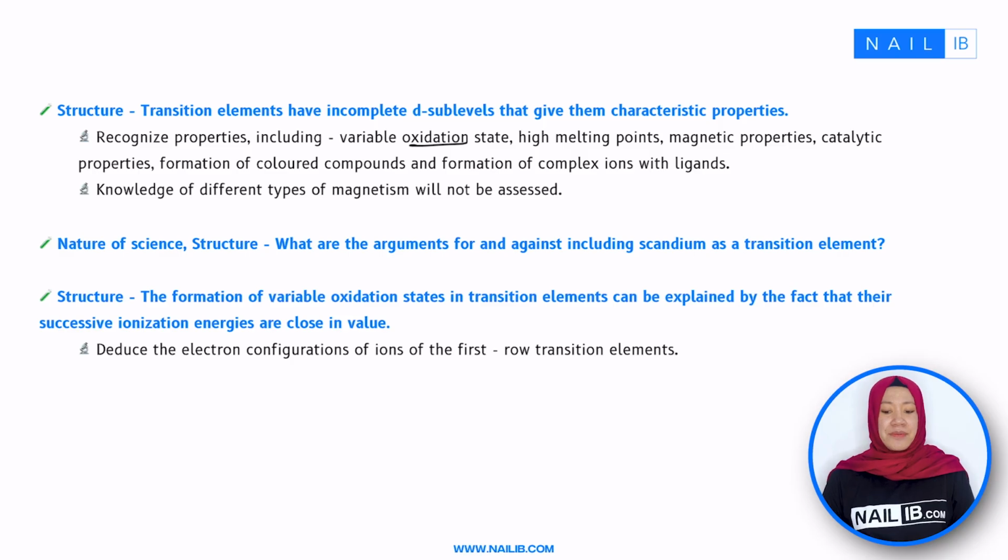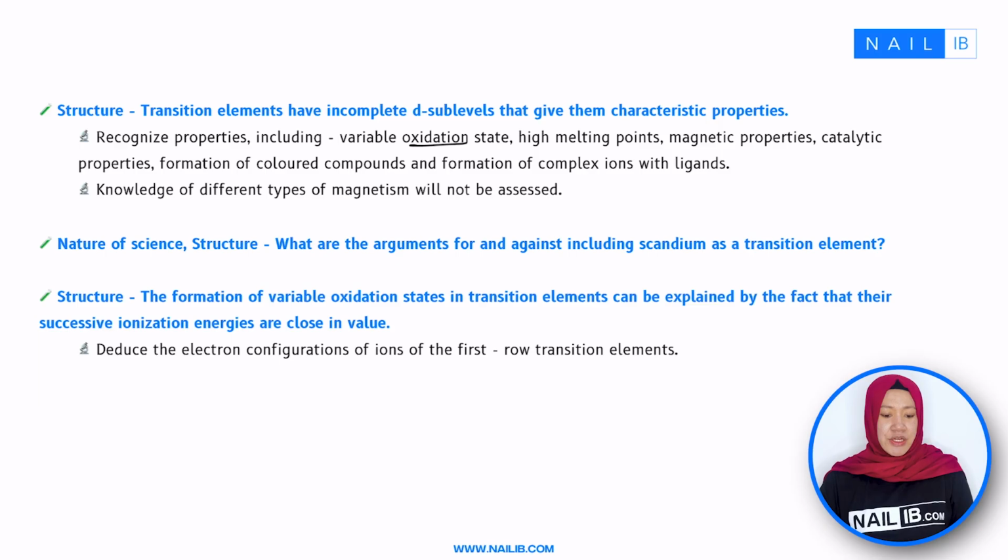All right. Next, formation of complex ions with ligands. So it has vacant orbitals. Then these vacant orbitals will be filled with the electrons that are received from the ligands, because a ligand is a molecule that has a pair of electrons and donates them to the vacant orbitals of transition elements. I'm going to explain about colored compounds and formation of complex ions with ligands in the next video. So the second one is about deducing the electron configuration of ions of the first row transition elements.